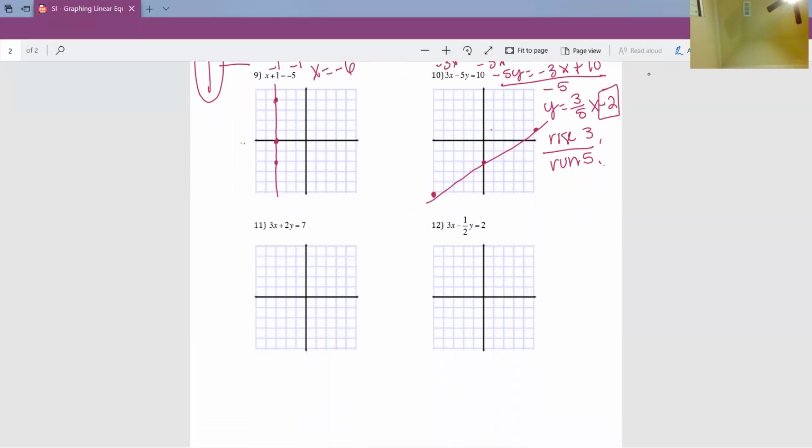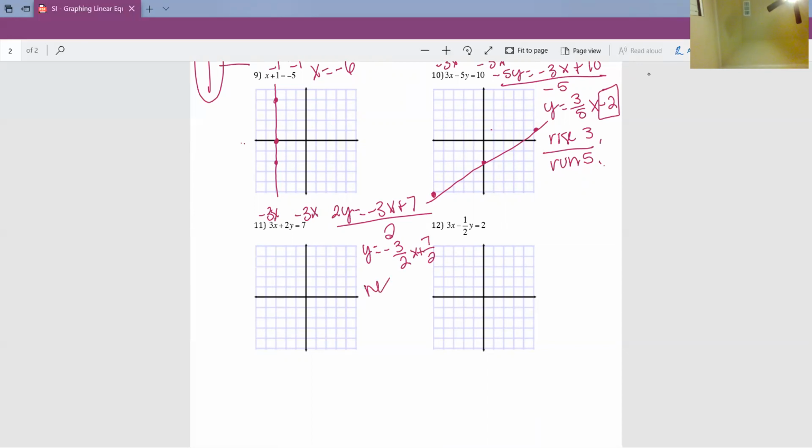Okay. So minus our 3x. So that is 2y equals -3x plus 7. And we're going to divide by 2. So y equals -3/2x plus 7/2.